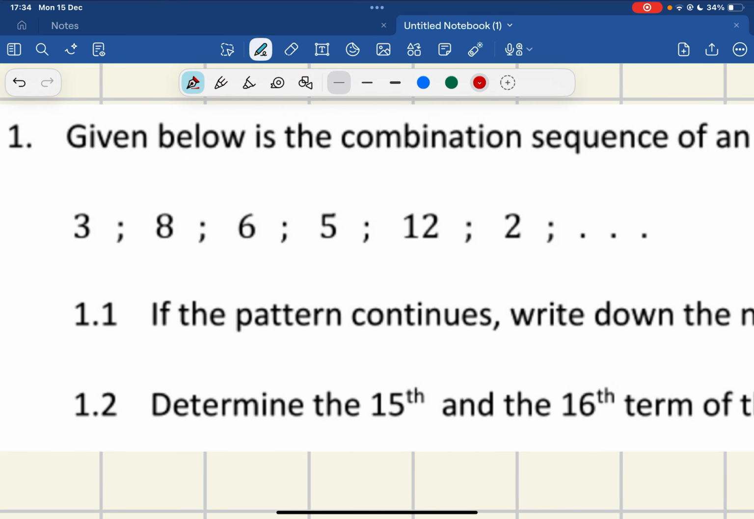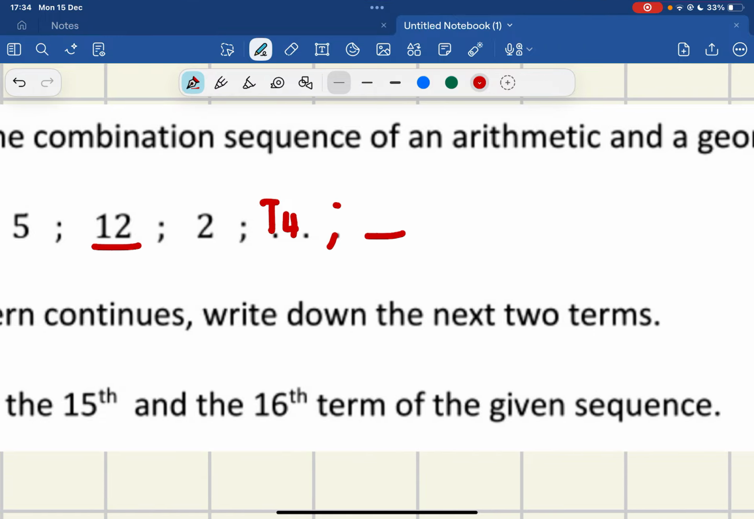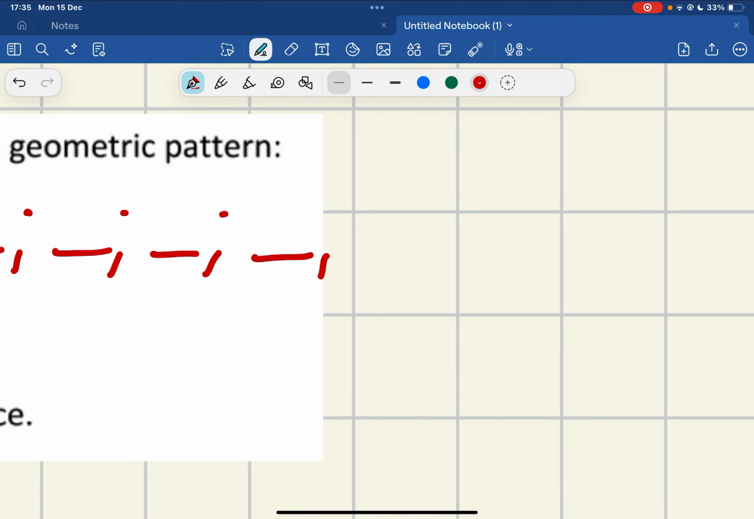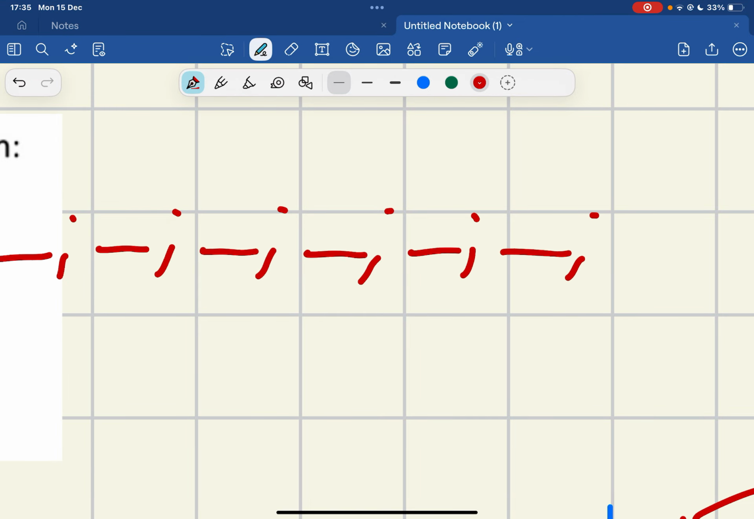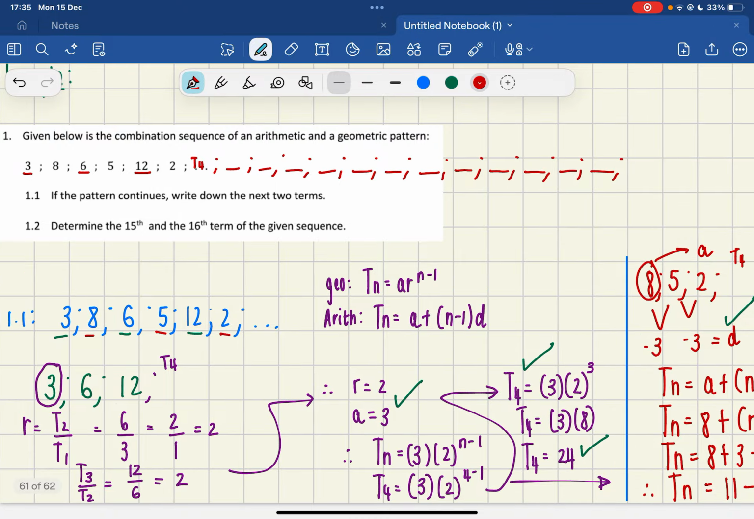Now the long way would be to go and say 1, 2, 3. We've already got 4. We've already got 5, 6, 7, 8, 9, 10, 11, 12, 13, 14, 15, 16. Okay. They want the 15th and 16th term of the given sequence. So they're referring to this sequence, right?